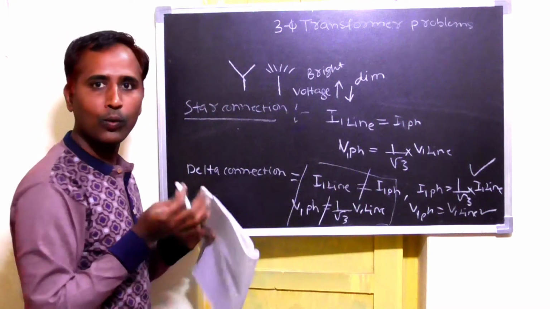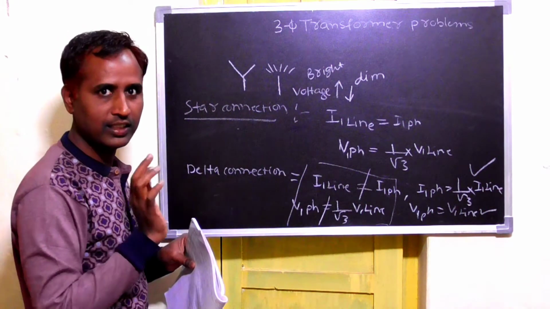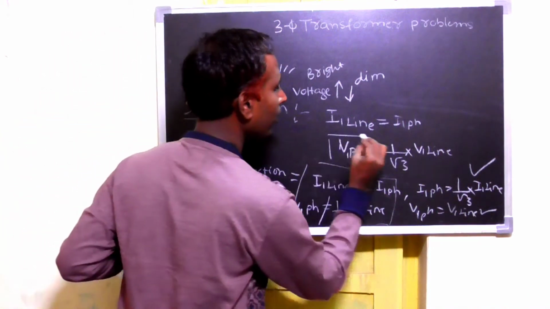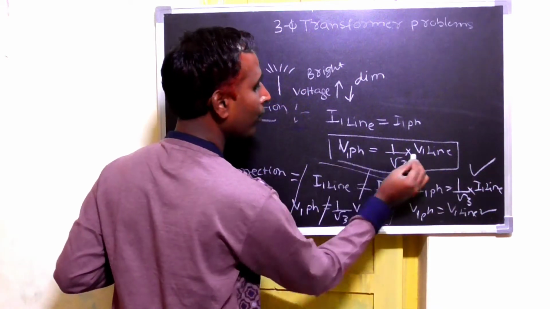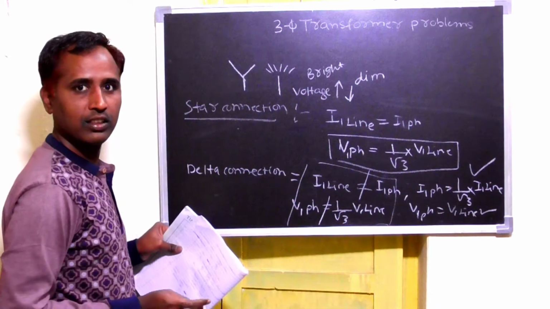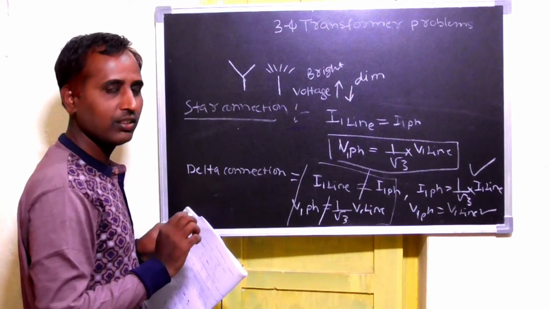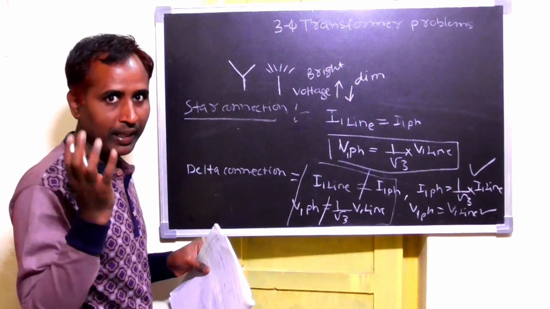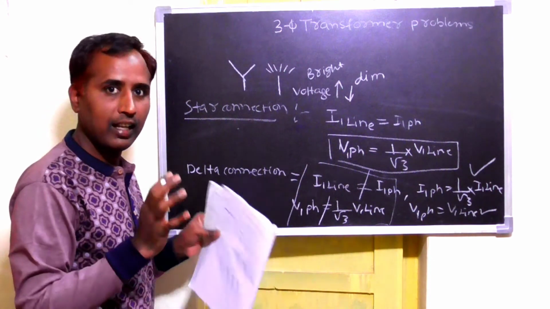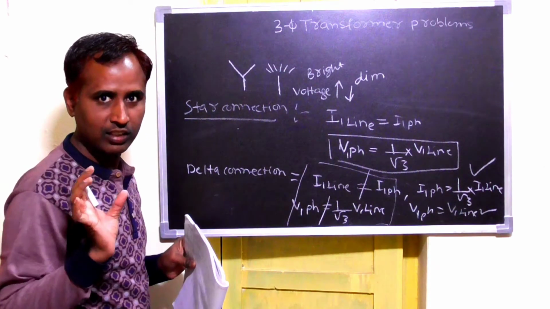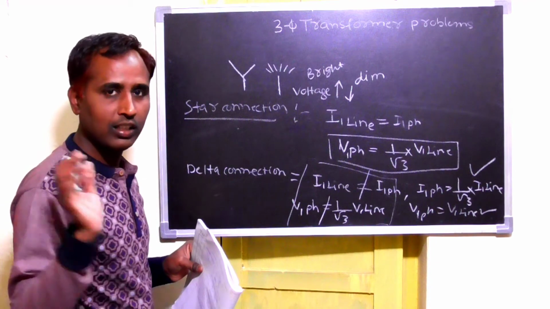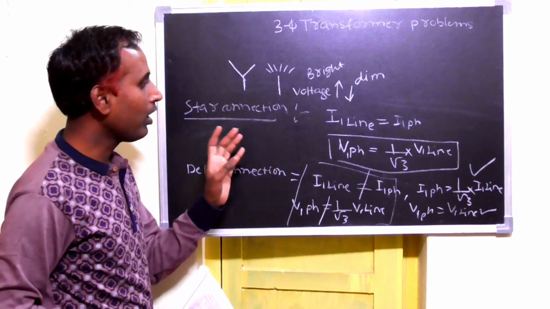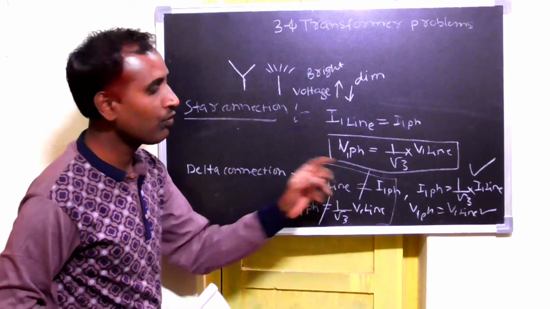Okay, here the voltage is varied. This is important. Star connection means V1 phase equals 1 by root 3 into V1 line voltage. This is a simple trick. Otherwise, you can keep it in your mind, or assume another type of logic, as per your comfort. Ultimately, you have to remember these two formulas.